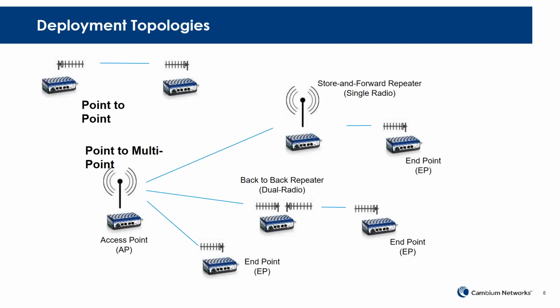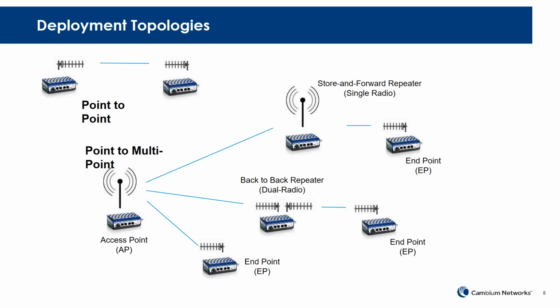I'm not going to go into a lot of detail on the product itself. There are other recordings of other webinars on the system if you want to learn more about the radios. But just as a refresher, cnReach can be deployed as a point-to-point topology, point-to-multipoint, and then you can see two different kinds of repeaters in the middle. You'll see a traditional store and forward repeater, and then a back-to-back repeater.